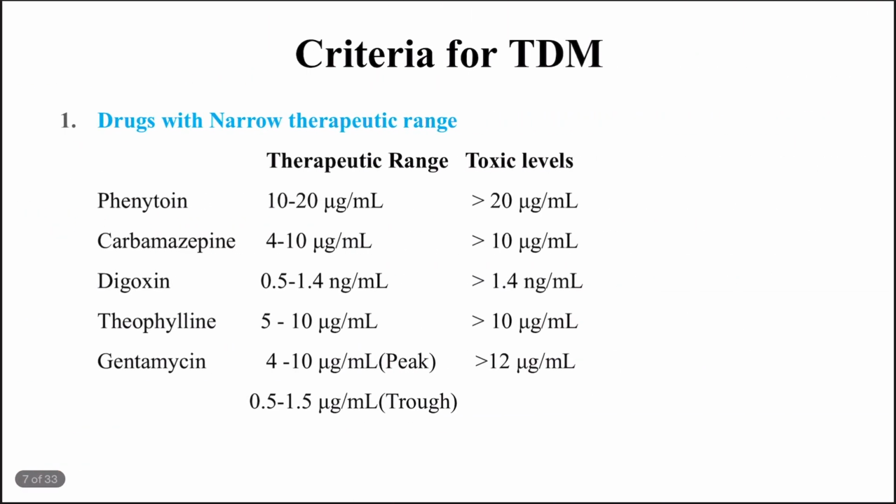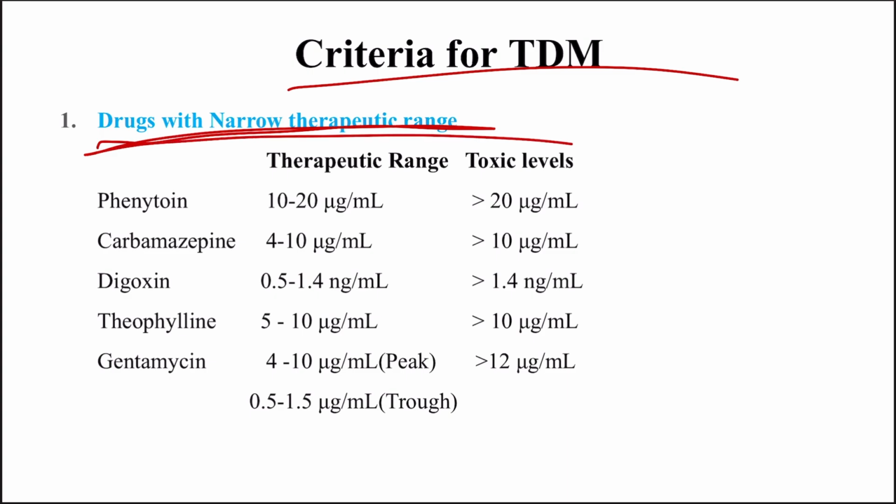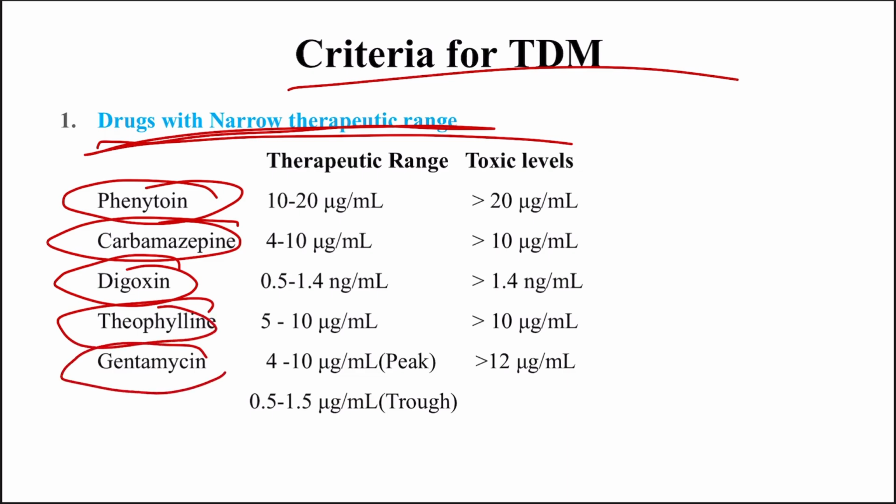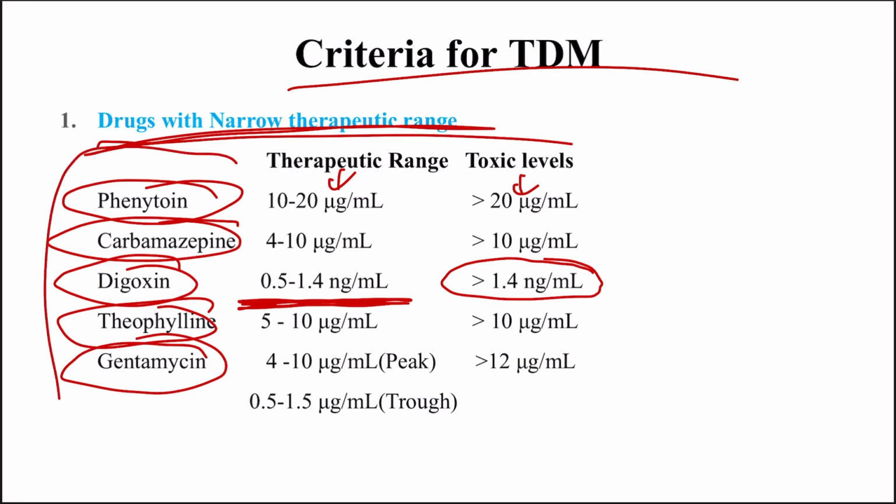Now coming to the criteria for TDM. First, it is done for drugs with a narrow therapeutic range. Under this we have several drugs like phenytoin, carbamazepine, digoxin, theophylline, then gentamicin. Out of these, phenytoin and carbamazepine are both used as anti-epileptic drugs. Digoxin has a therapeutic range between 0.5 to 1.4 nanogram per ml, and above 1.4 nanogram per ml it is the toxic level. So here you can see the different toxic levels and the different therapeutic ranges of the different drugs. Basically these are the narrow therapeutic range drugs, for which we can do therapeutic drug monitoring.